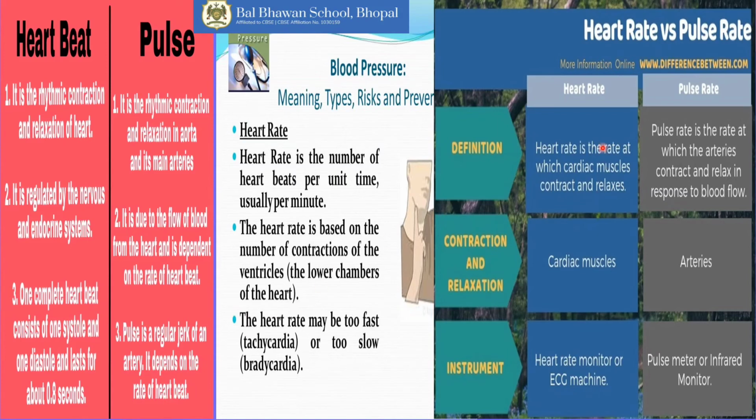Now, what is the definition of heart rate again? The rate at which cardiac muscles contract and relax. Whereas pulse rate is the rate at which the arteries contract and relax in response to blood flow. So in the case of heart rate, what is contracting? Actually the cardiac muscles of the heart. And in pulse rate, what is contracting? It's the arteries. How do we measure the heart rate? By means of an ECG machine. How do we measure the pulse? By means of a pulse meter.